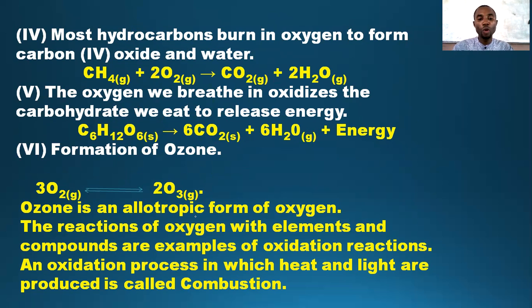Ozone is an allotropic form of oxygen. The reaction of oxygen with elements and compounds are examples of oxidation reaction. An oxidation process in which heat and light are produced is what we call combustion reaction. Combustion has to do with burning, in which heat will be given out and light will also be produced.